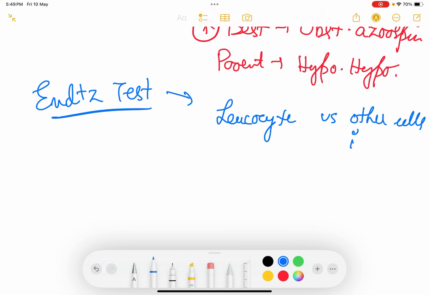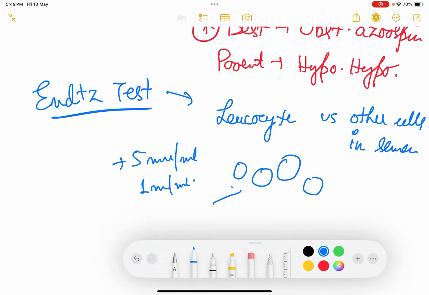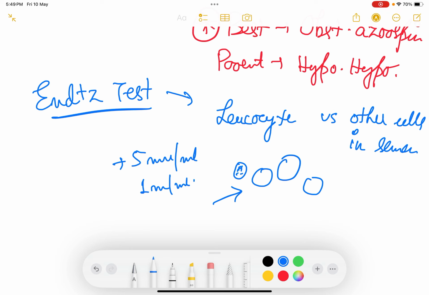cells in semen. Okay, so in semen sometimes there are other cells, like round cells. We have said that they should be less than 5 million per ml, and of that, leukocytes should be less than 1 million per ml. So how do you differentiate whether the cells are leukocytes or some other cells? With the help of some immunoperoxidase staining test. We do some staining test which helps in differentiating the leukocytes. Leukocytes, WBCs, will take up the stain and other cells will not take up the stain. This test is called the ENDS test.